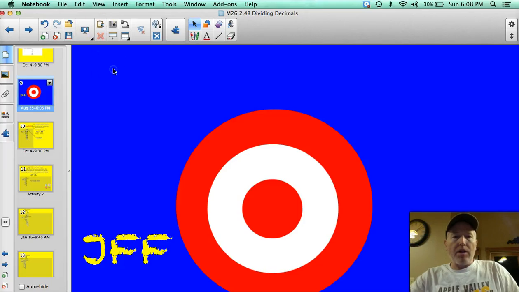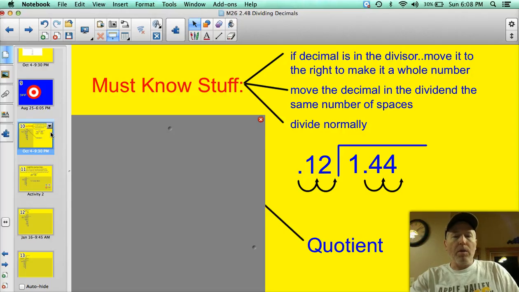All right, tonight, officially our target is 2.4b. I can divide decimals, but before we do that, we've got to know some stuff. First of all, if the decimal is in the divisor position, then you need to move it to the right to make that divisor a whole number.